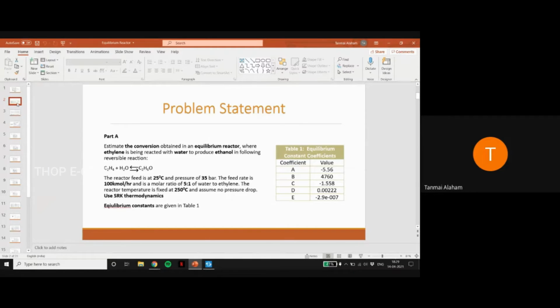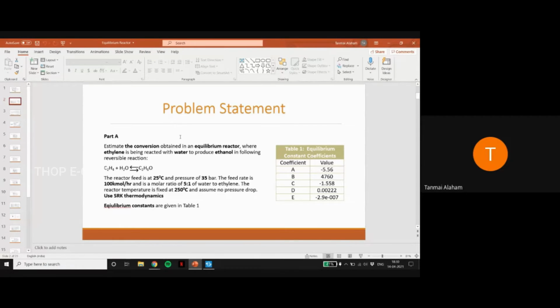Also, they've given us the temperature and pressure of the feed, and also what's the feed rate, what's the molar ratio, and what's the reactor temperature. And these are a few of the coefficients that were given in the problem statement. The problem statement as a whole is divided into 3 parts. We'll go one by one.